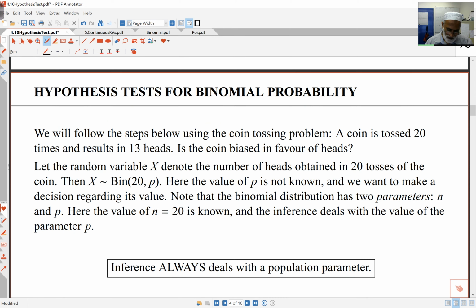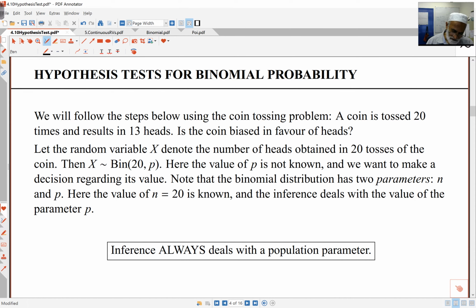So the steps here are the following. First of all, let's define our random variable. So we'll work through this coin tossing example of 20 tosses of a coin, and we get 13 heads. Is the coin biased in favor of heads? So let random variable x denote the number of heads obtained in 20 tosses of a coin. Then x is binomial. The 20 is n, that's known to us. And the p here is the probability of heads. That's unknown to us. So p equals the probability of a head. And this is the parameter that we're going to discuss and argue about.